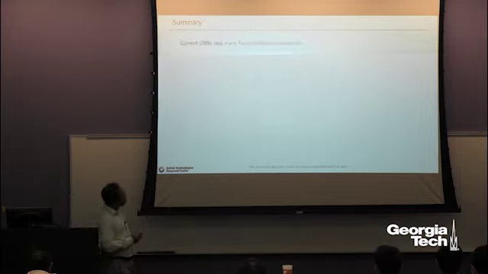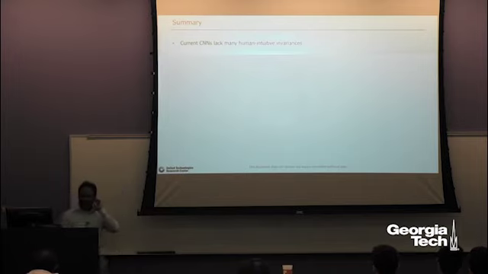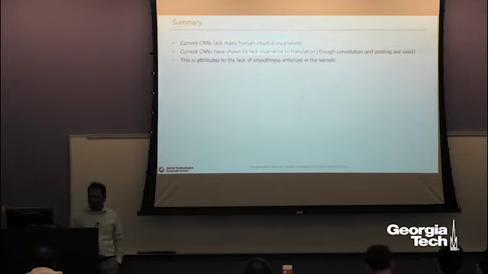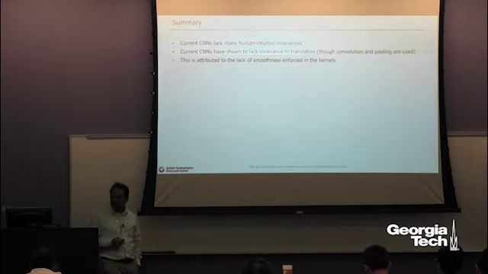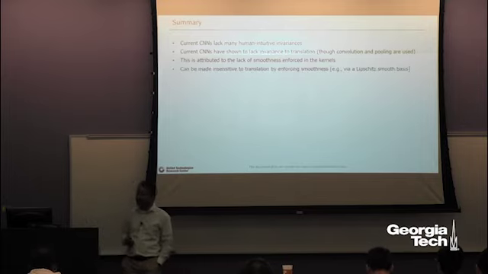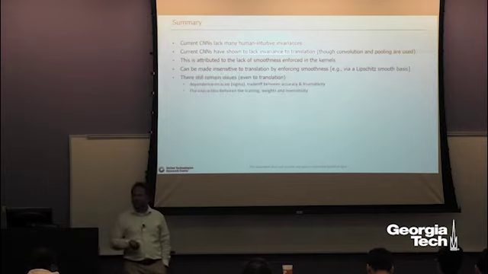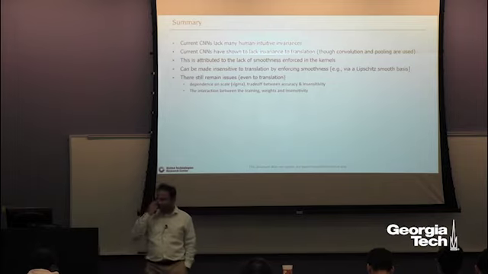But to summarize the talk, current CNNs lack many human intuitive invariances. Current CNNs lack invariance to translation, though convolution and pooling are used. And this is attributed to the lack of smoothness enforced in the kernels. And this can be made translation insensitive by enforcing smoothness via Lipschitz smooth basis. And there still remain issues. So it's not completely a solved issue.